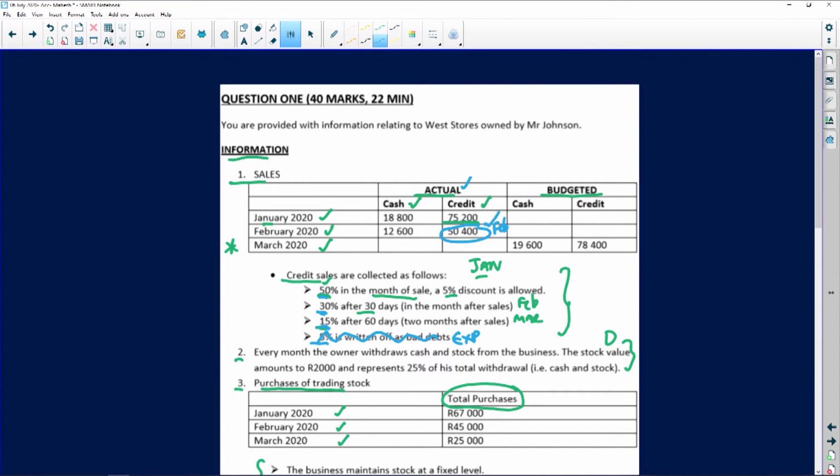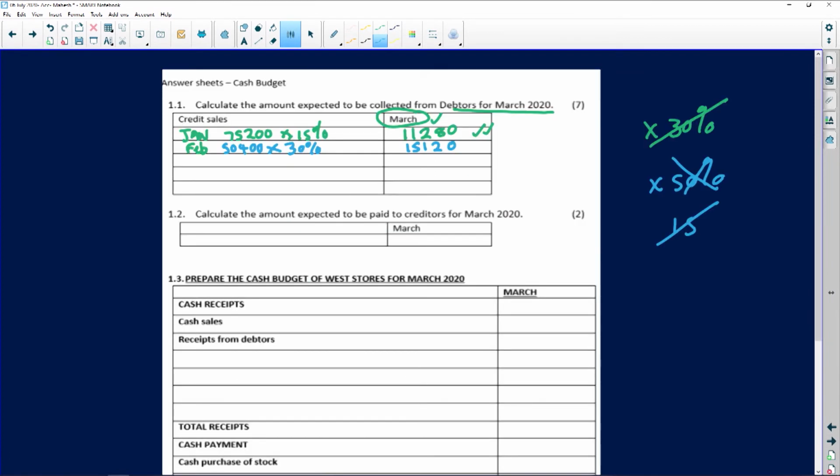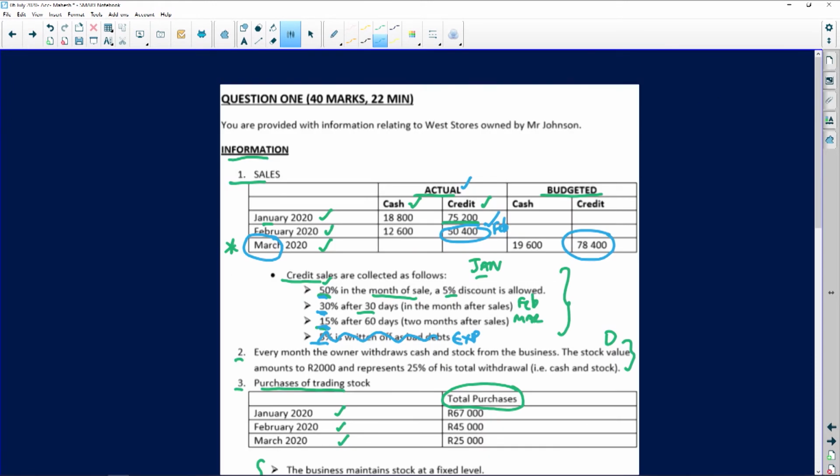The final month to look at now is the month of March. So in the month of March, my credit sales 78,400, and remember this hasn't happened as yet. So I plan on selling on credit in March. Okay, my credit sales 78,400. Let's just quickly check that is correct. Yeah, it is.